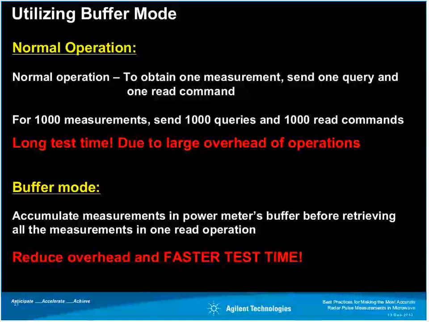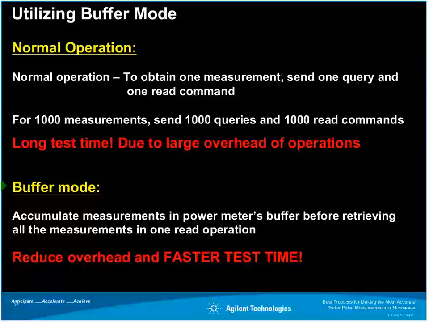operation itself. This overhead can be greatly reduced by accumulating measurements in the power meter buffer mode, by sending the measurements all out in one read operation by the controller. To get a faster measurement speed, the SCPI command must be set to return multiple measurements for each fetch command. This is called the buffer mode, whereby the measurements are accumulated before retrieving all the measurements in one read.